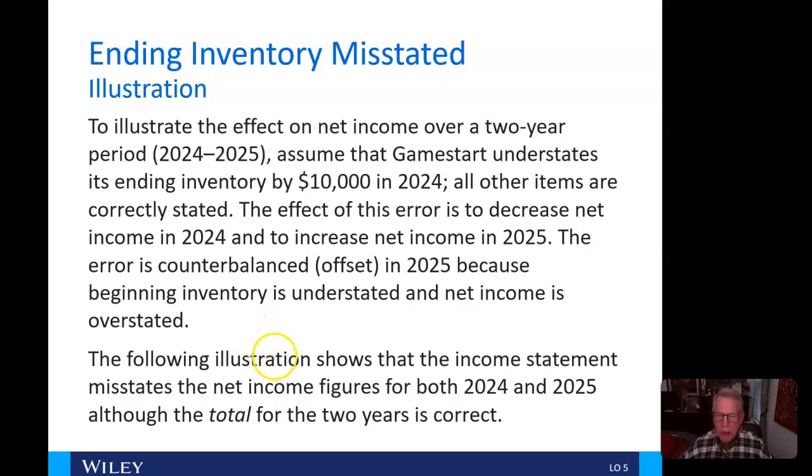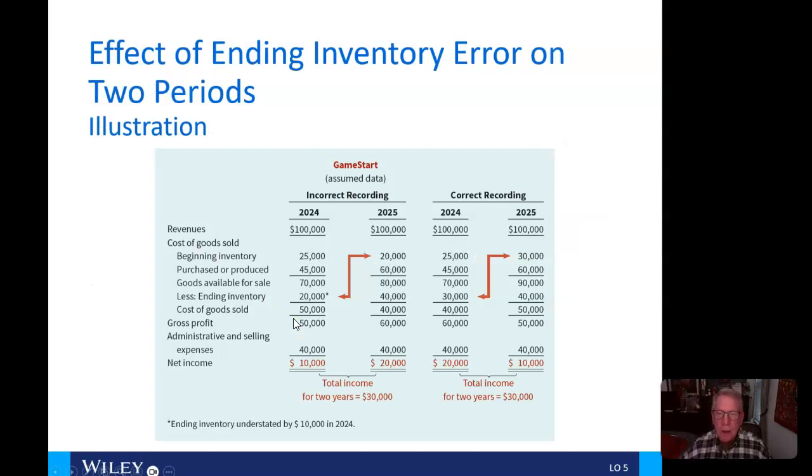Okay, so the following illustration shows that the income statement misstates total income for both figures in 2024 and 2025, although the total for the 2 years is correct. And there's a big assumption there that the tax is the same percentage. It sometimes is not. All right, so here we go. And they did not include taxes in these expenses, it would appear.